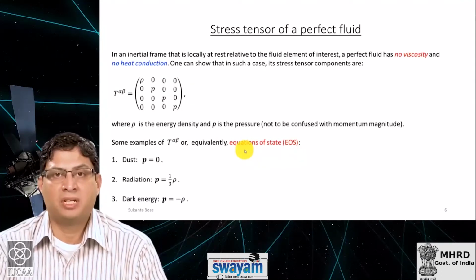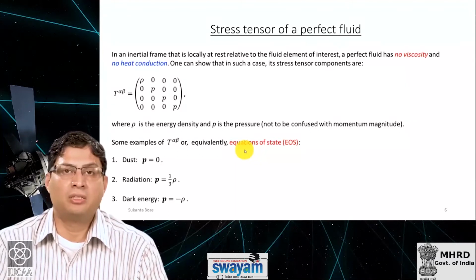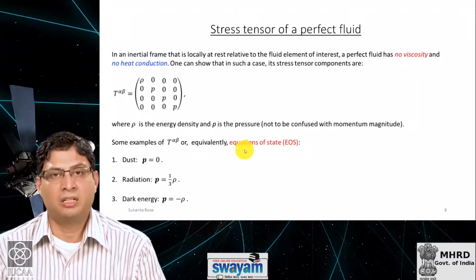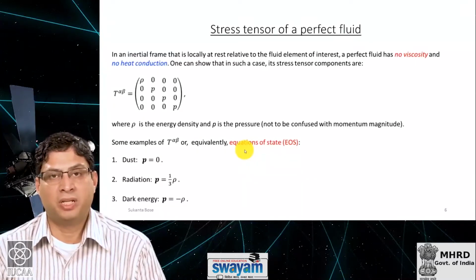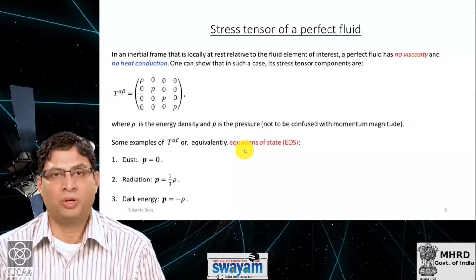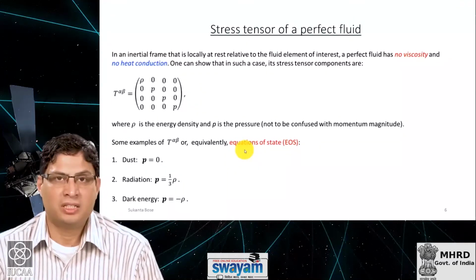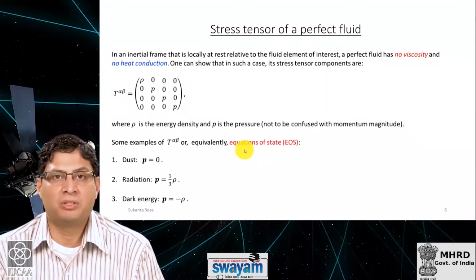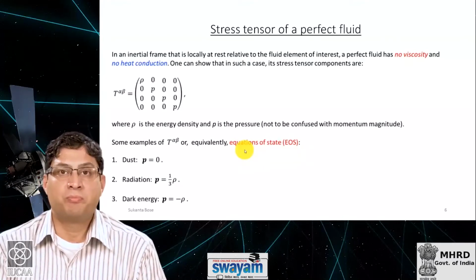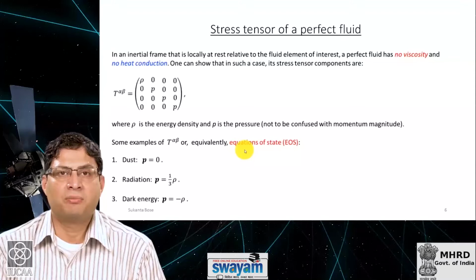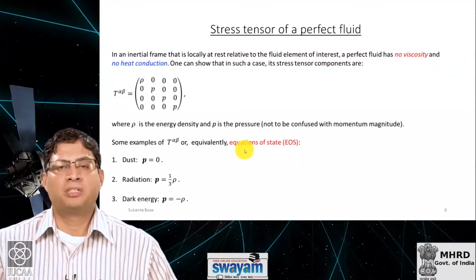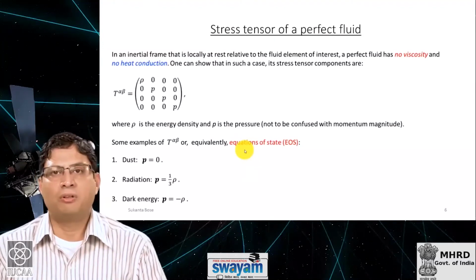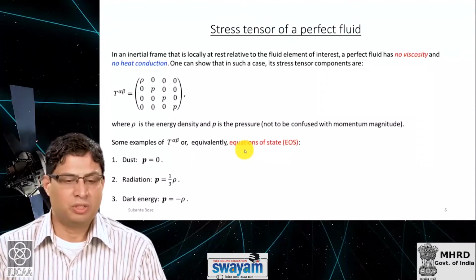So, T00 remains the energy density rho, and the other non-zero components in the proper frame are all diagonal. In this case, the remaining spatial components, the TKKs for k equal to 1, 2, 3, or x, y, and z, are all pressure. In this situation, you can argue that no direction will be picked up as different from the others. So, the pressure has to be the same in all directions, which is why all of those TKK components are equal to each other.